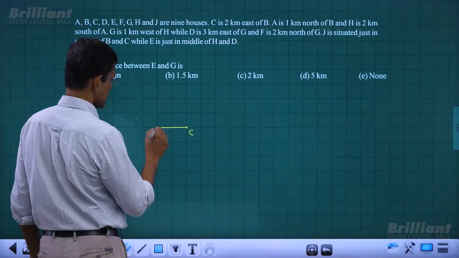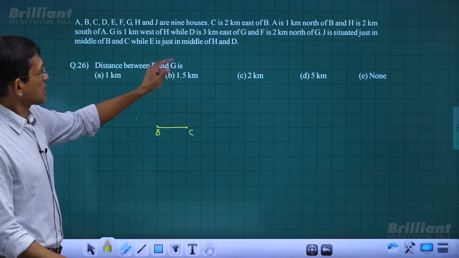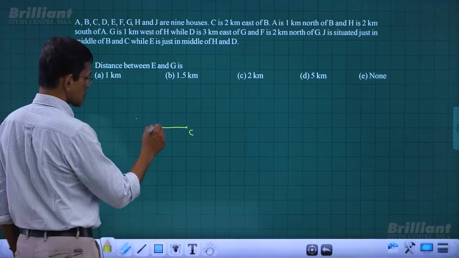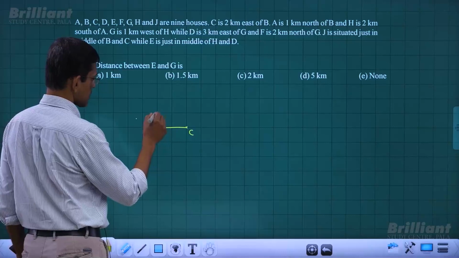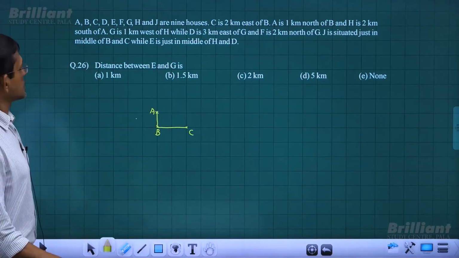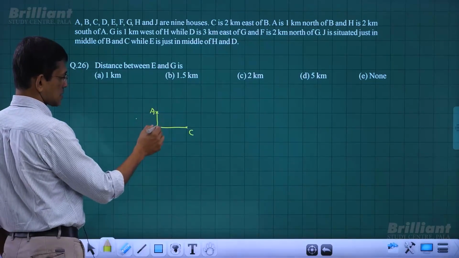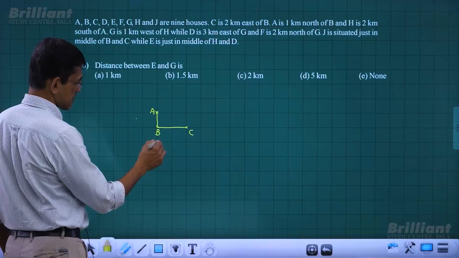So B is here. C is 2 kilometers east of B. A is 1 kilometer north of B. So A is here. And H is 2 kilometers south of A. So H is here.